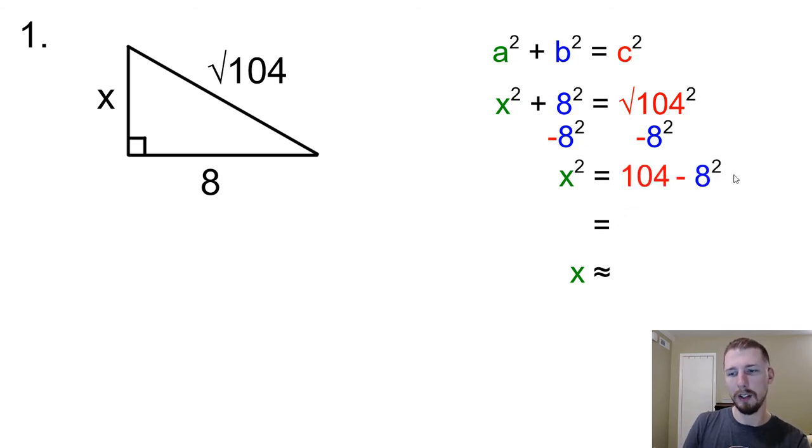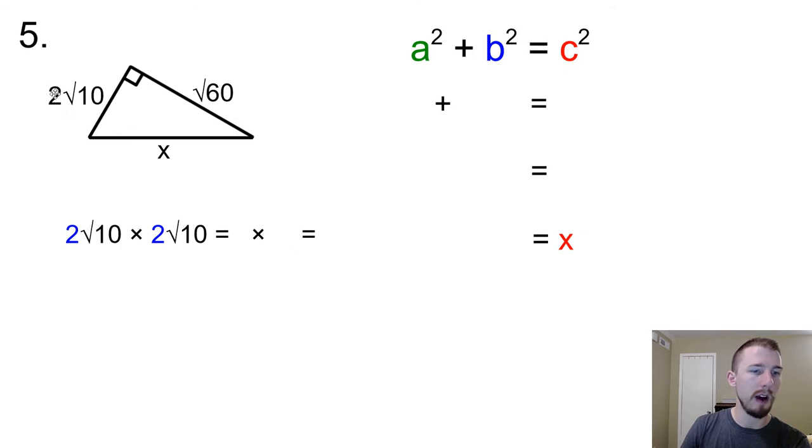Now 8 squared is 64, so 104 minus 64 is just going to be 40. So we're left with x squared is equal to 40. Now we don't want x squared, we want just x, so we end up taking the square root of both sides. So the square root of 40, if we put it in a calculator, is approximately equal to 6.32, and that'll be your answer for x in this case.